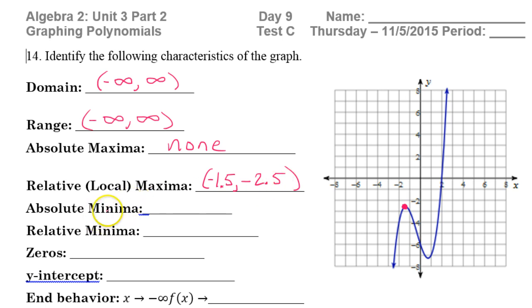Okay, now absolute minima. There is no absolute minimum because this graph goes down forever. So we'll just put none. What about relative minima? Well, look at this area right here. Whatever this point is on the very bottom, that's going to be a relative or local minimum.